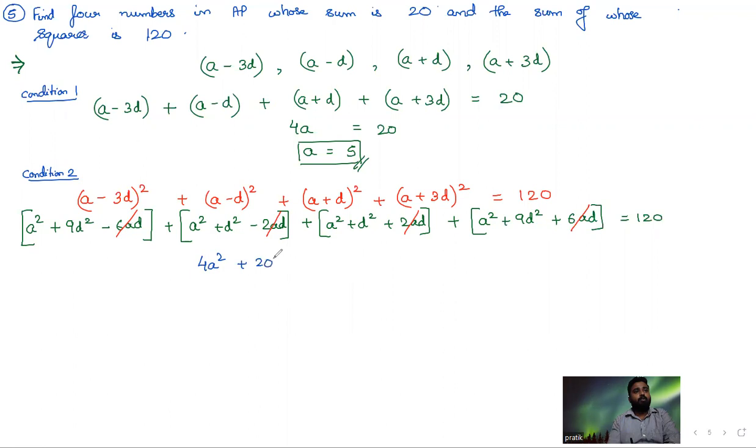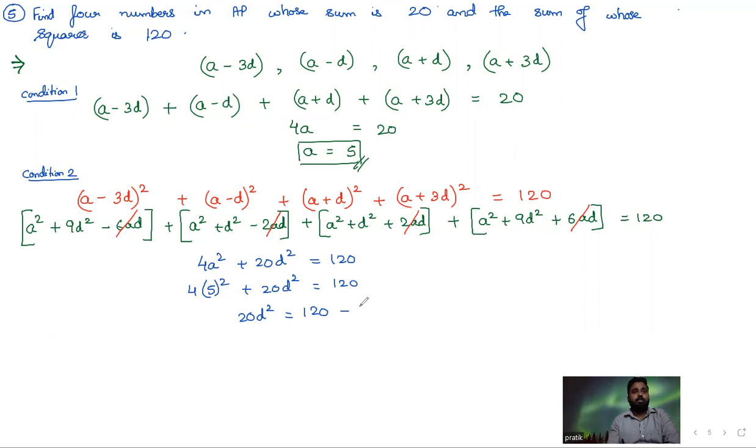Similarly, 9d square plus 1, 10d square plus 1, 11d square plus 9d square, that is 20d square is equal to 120. So everything becomes easier. Now you know the value of a, substitute the value of a, that is 4 into 5 square plus 20d square. We could take common and then done, same thing.